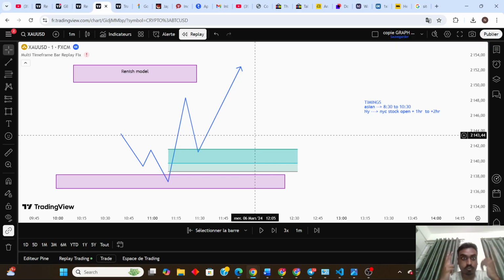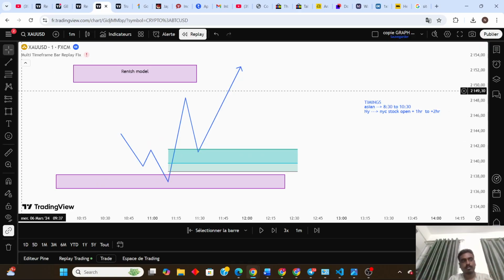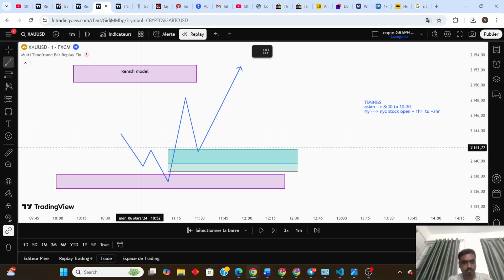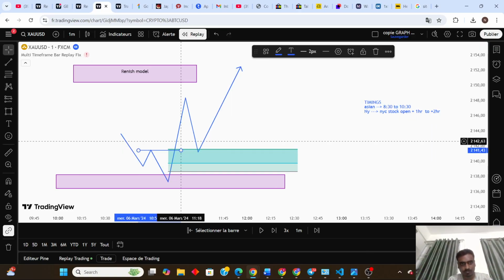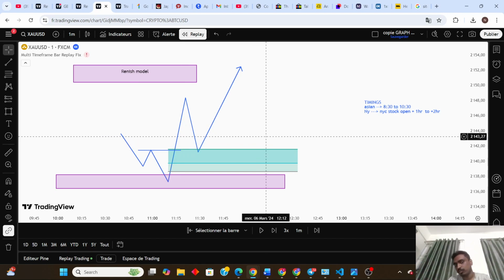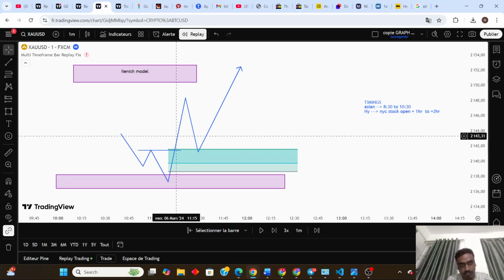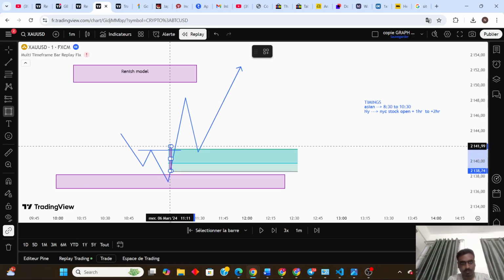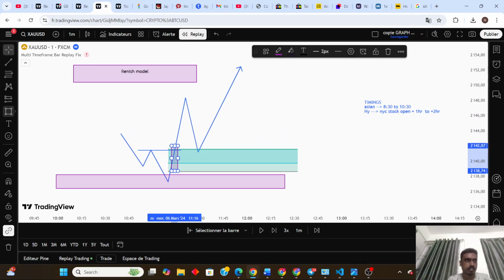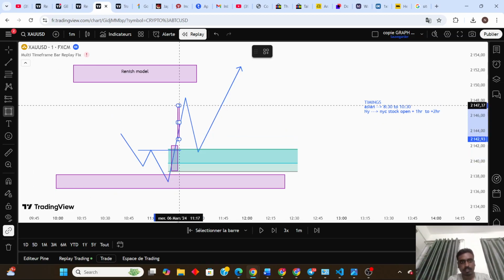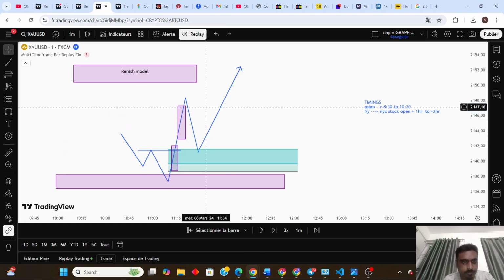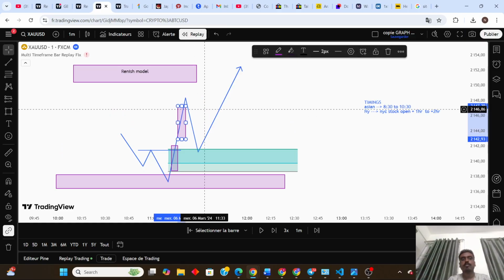So what are those two key elements? One is market structure shift. Market structure shift is absolutely necessary for you to take a trade. And the second thing is displacement. There should be fair value gaps like this. There should be a fair value gap here in this leg, and a fair value gap here in this leg. So this is just a breaker block model.